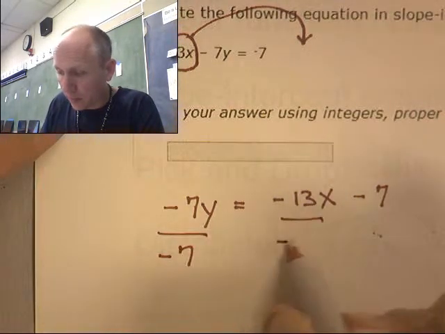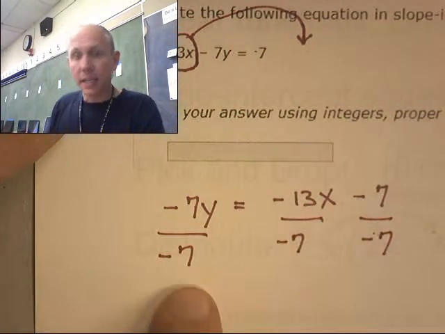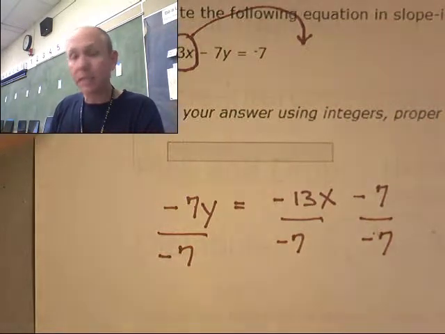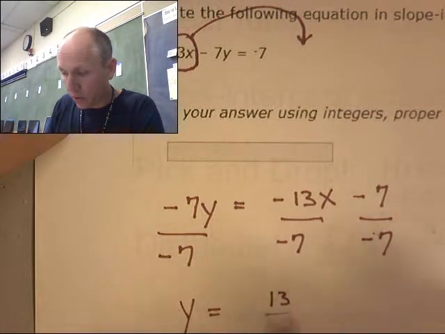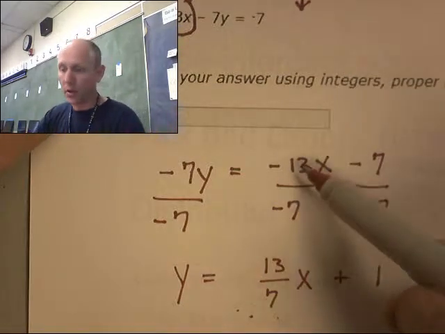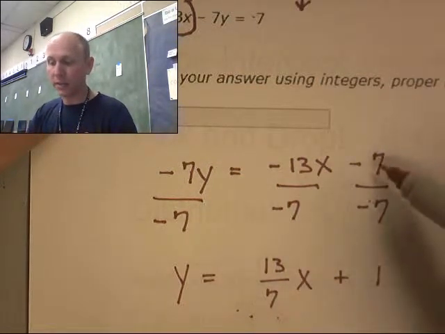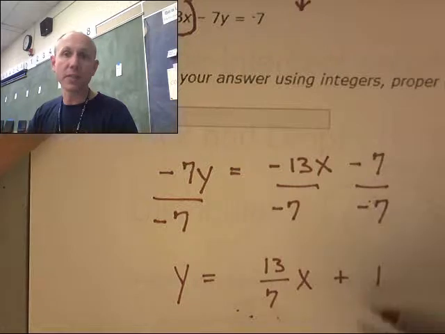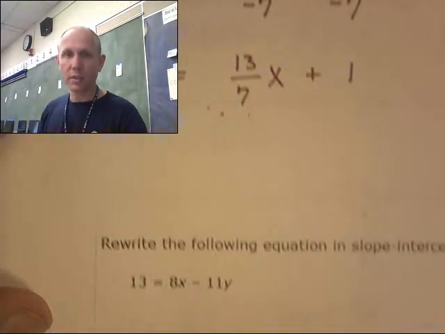Negative 7, negative 7, negative 7. If I divide one piece, I need to divide all the pieces. That leaves me with y equals 13/7 x plus 1. Notice the negative 13 over negative 7 just became a positive 13 over positive 7, and a negative 7 over negative 7 is just a positive 1. Let's do one more of these.